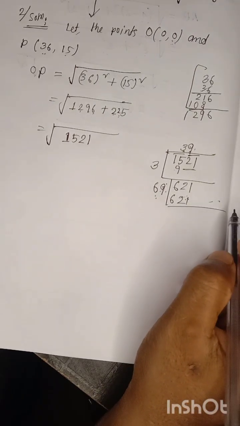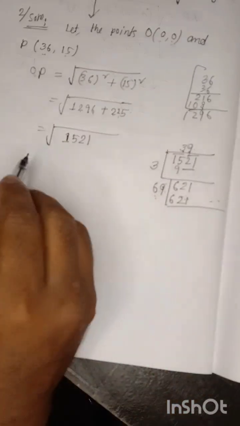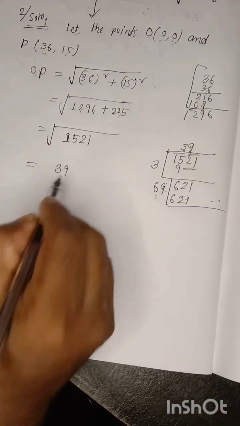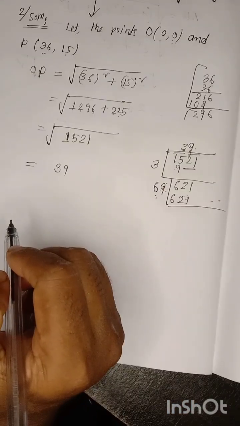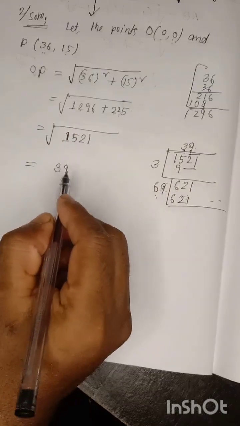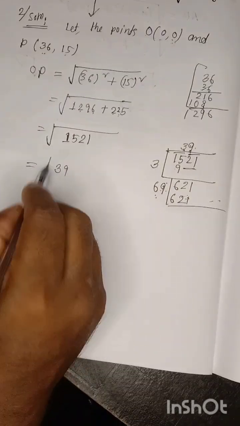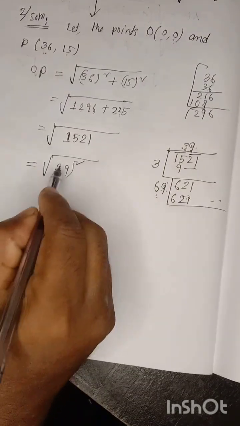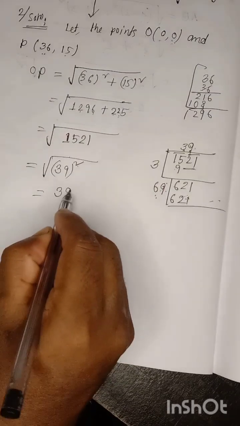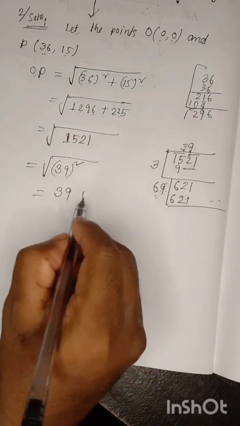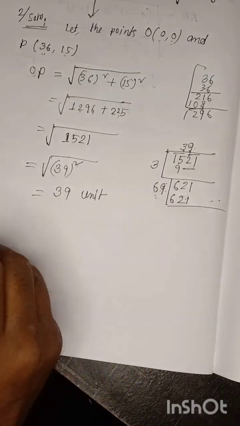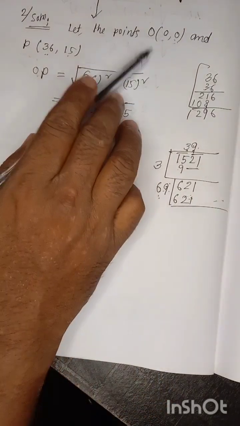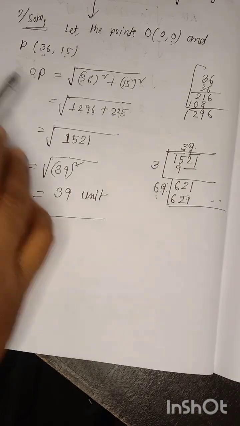So what is our answer? Our answer is 3 and 9, so 39 is the answer. The square root of 1521 is equal to 39. Means 39 squared gives 1521, and after eliminating the square and the root, we write 39. So 39 units is the answer, and this is the distance between the origin and the point P.